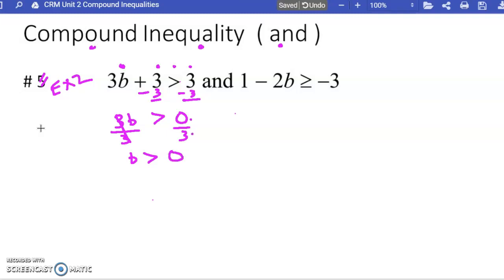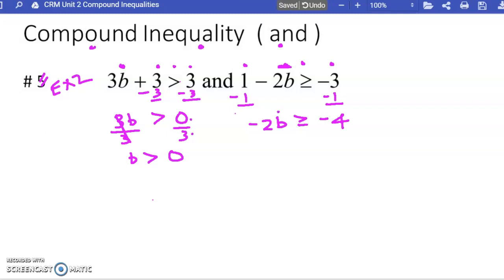Looking at the other side, I have 1 minus 2b is greater than or equal to negative 3. Again, I want to isolate that 2b term by itself first, so I'm going to subtract 1 from both sides. Subtract 1 from the right side. That leaves me with minus 2b greater than or equal to negative 4.